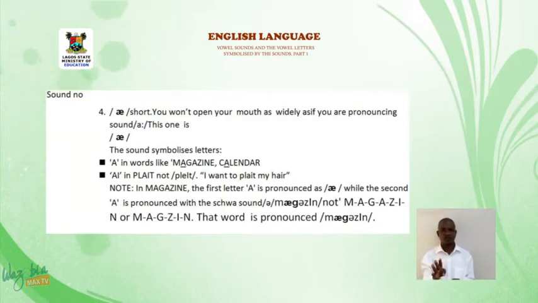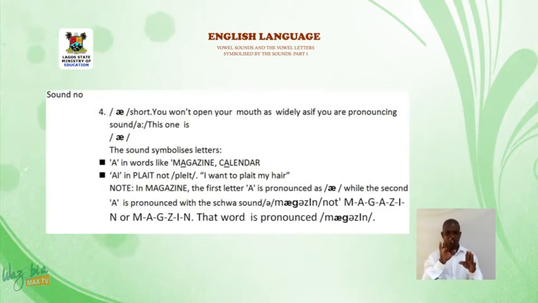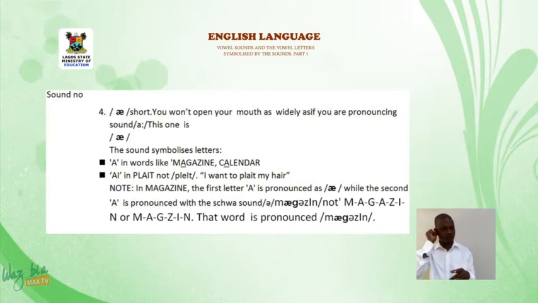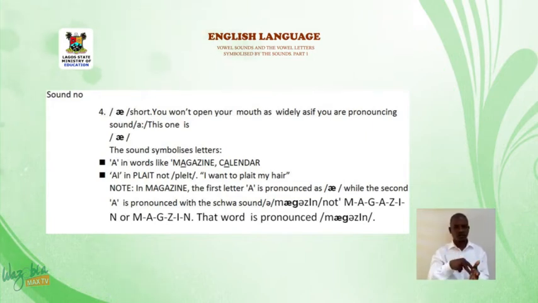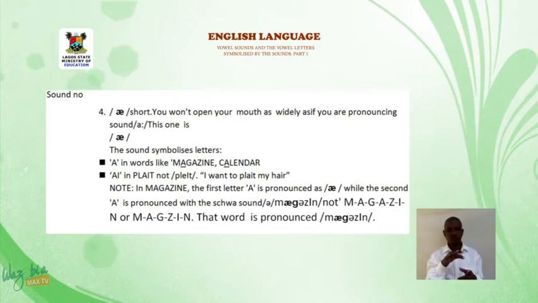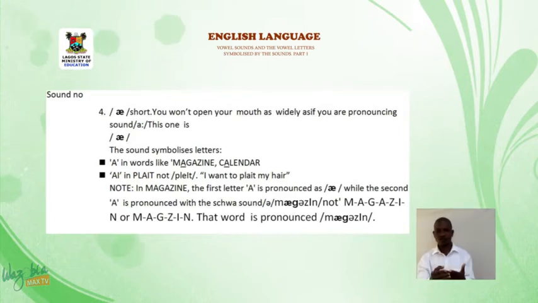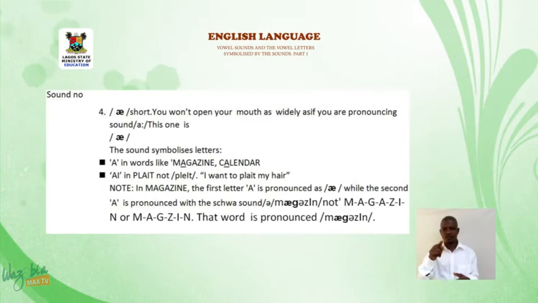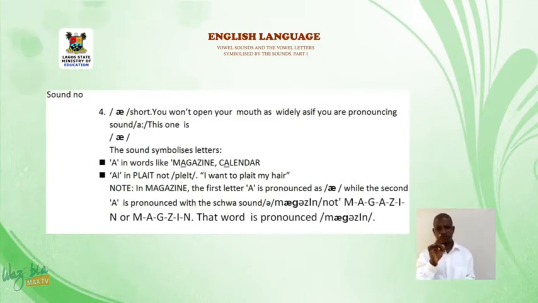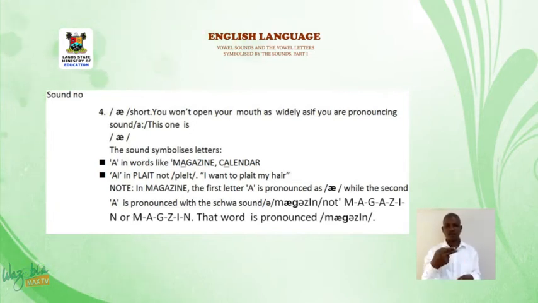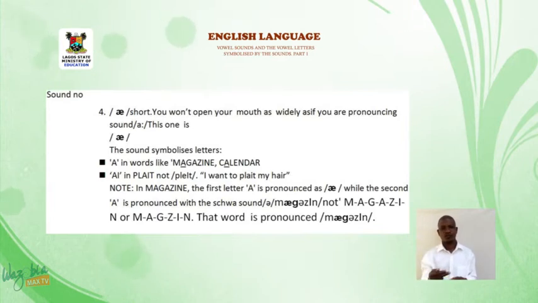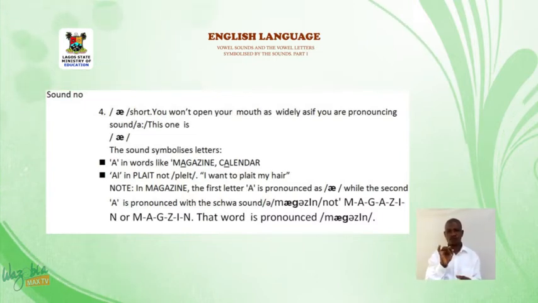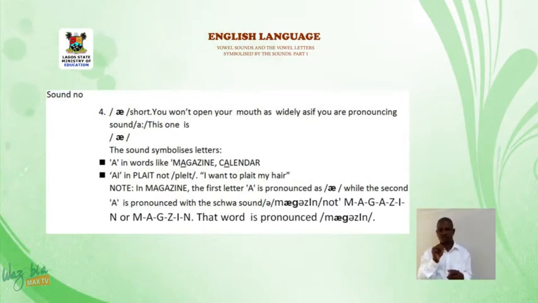Sound number four, short A. You won't open your mouth as widely as if you are pronouncing sound ah. The sound symbolizes letter A in words like magazine, calendar, AI in plait, not plate. I want to plait my hair. Note: in magazine, the first letter A is pronounced with this sound, while the second A is pronounced with a schwa sound. Not magazine or magazine. That word is pronounced magazine. See you after the break.